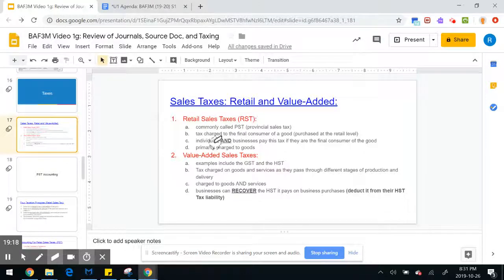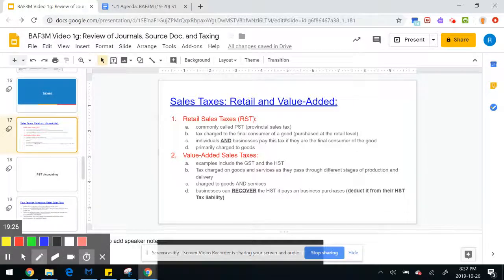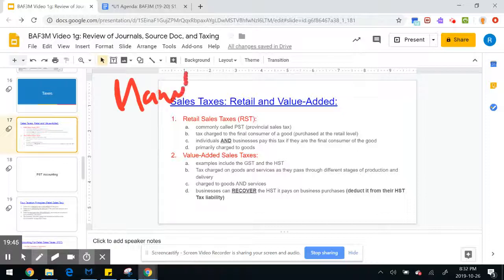The other difference between the 2 is the nature of when they're charged. Retail sales taxes like PST are charged on the final good, the final time a consumer buys it from a retailer, whereas value added taxes apply more to business purchases. They can be applied throughout the cycle. So let me give you an example. If I buy a new Xbox 360 controller, that started with a manufacturer, like Microsoft, if it was made by the parent company. And then they sold the controller that I eventually bought.